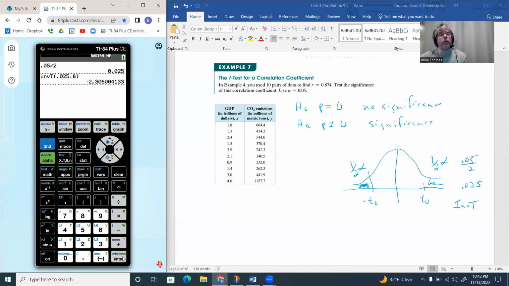And we hit enter, and we get negative 2.306. This is going to be negative 2.306, and this is going to be 2.306.